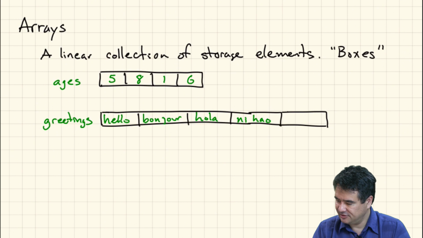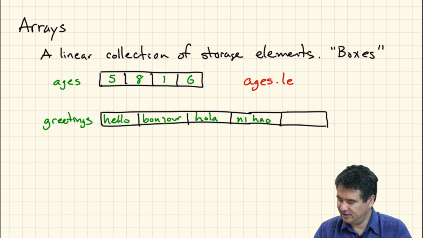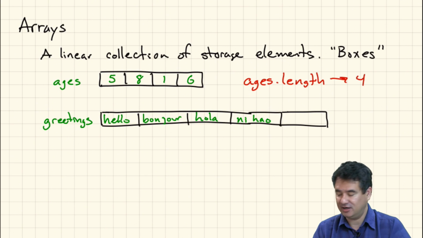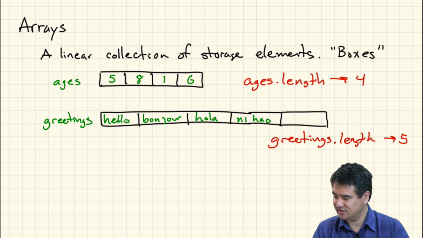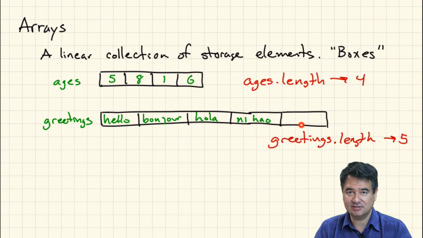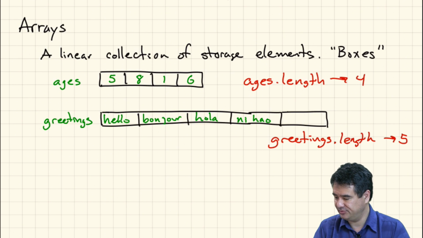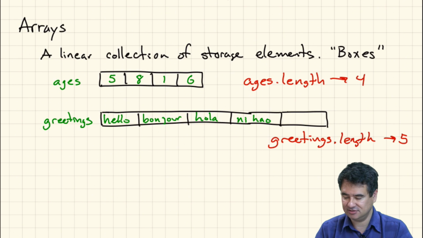Now, the length of each of these arrays is dependent upon how many boxes there are. So we can say ages.length is 4 here because there's 4 boxes, and greetings.length is 5 because there's 5 boxes, and even though one of the boxes is empty, the length of this is still 5 because there's 1, 2, 3, 4, 5 things here.